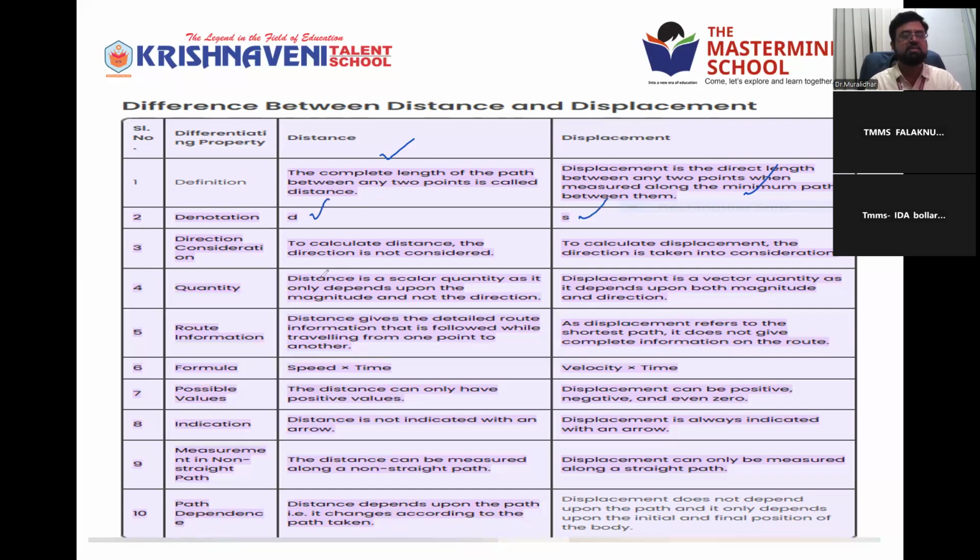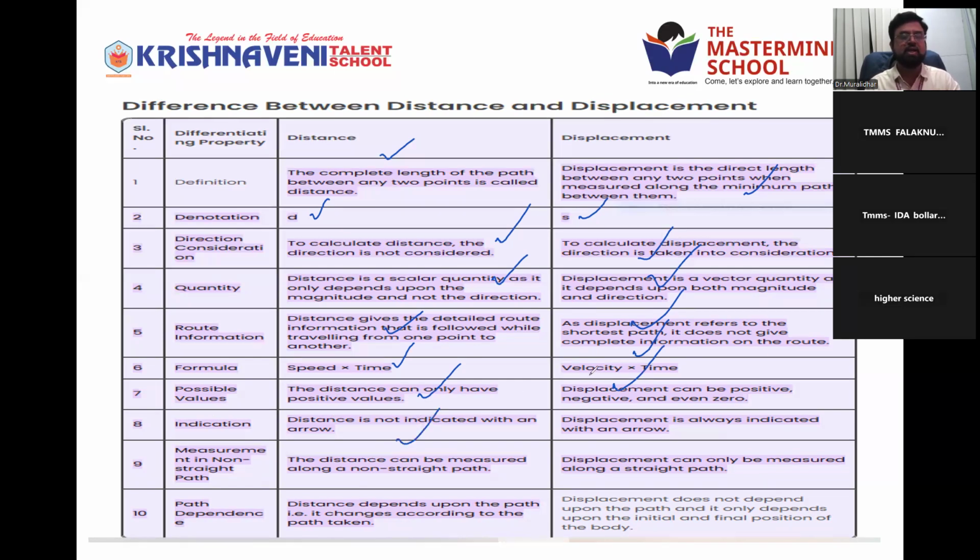In the calculation of the distance, the direction is not considered. To calculate the displacement, direction is considered. Distance is a scalar quantity and has only magnitude, no direction. Displacement is a vector quantity because it has both magnitude and direction. Distance gives the detailed route information followed by traveling from one point to another, whereas displacement refers to the shortest path. Distance is equal to speed into time, and displacement is equal to velocity into time. The distance can only have positive values, whereas displacement can have positive, negative, and even zero values.